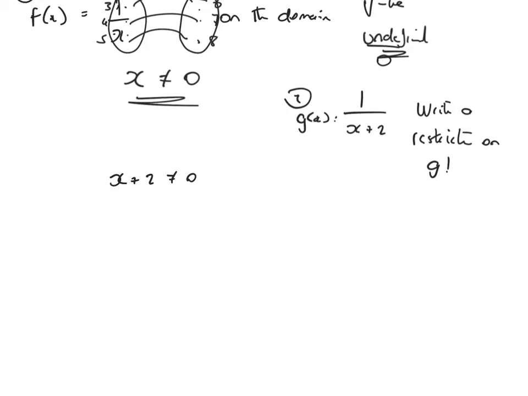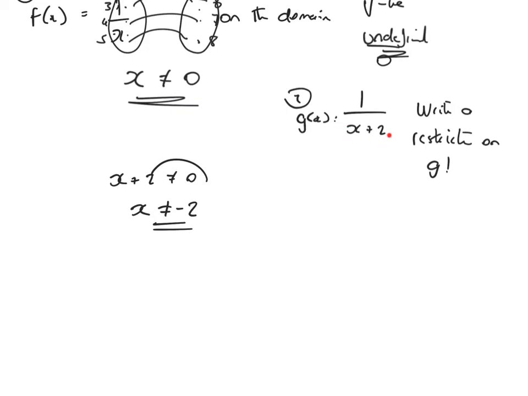Now that can be solved just like a normal equation. So if x plus 2 cannot be 0, take that to the other side, change the sign. That means x cannot be minus 2. Now let's just check if that's true. Well, if x is minus 2, we get minus 2 plus 2 on the denominator, which is 0, and that is an undefined result, which we can't have, so we need to restrict that from the domain.